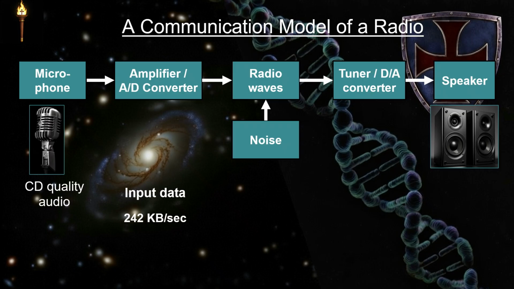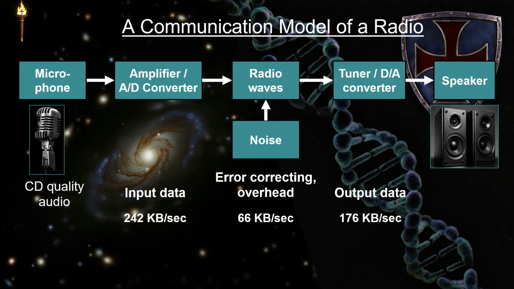In this case, for CD quality audio, the input data is 242 kilobytes per second. There's some error correcting data in that signal of 66 kilobytes per second. And so the actual received output data is 176 kilobytes per second because the error correcting data doesn't provide any value to the output.